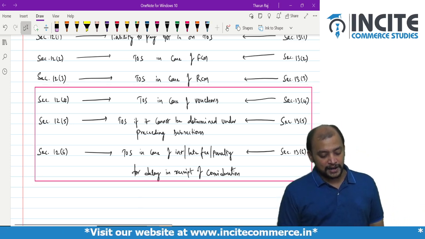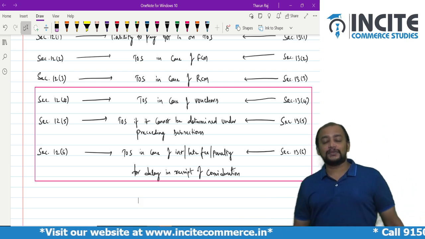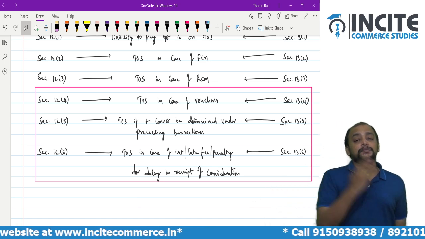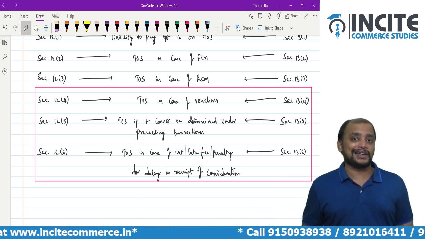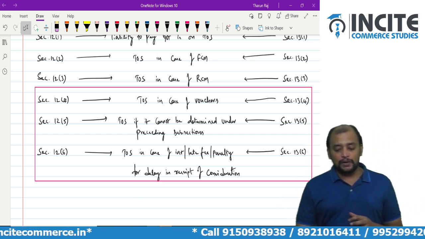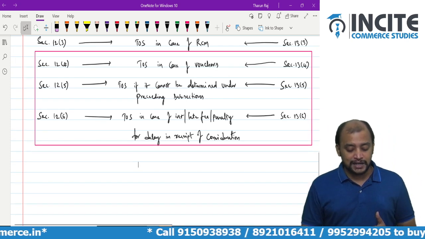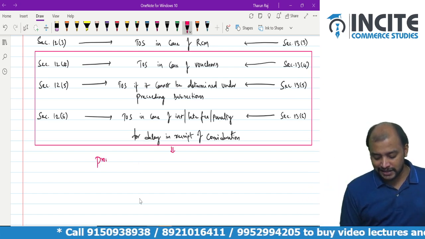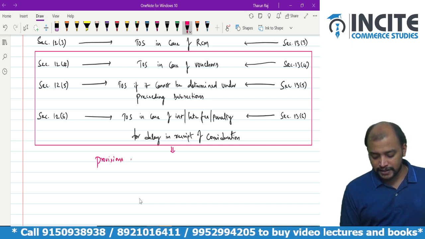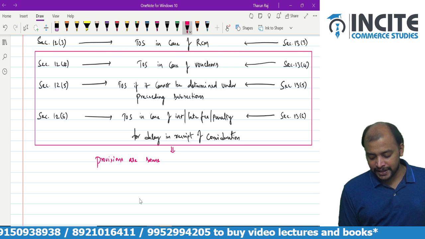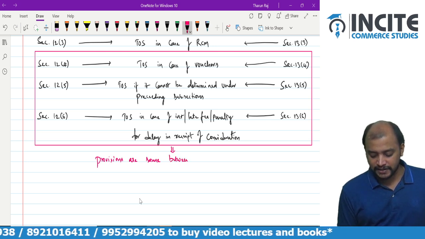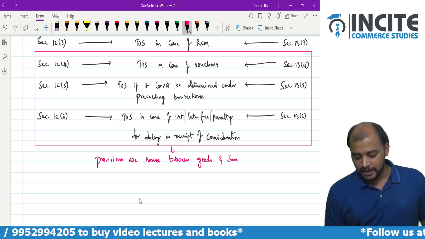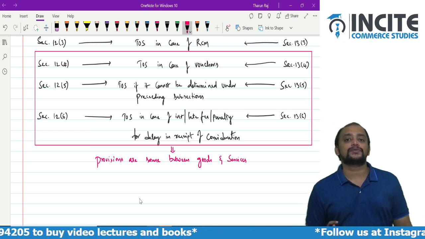It will be the same, let it be goods or services. In the sense that subsection 4, whatever is there for goods, the same provision is there for services. Subsection 5, whatever is there for goods, the same is there for services. Only in case of 12.2 and 12.3, that is FCM, RCM, the provisions differ between goods and services. Otherwise, provisions are the same between goods and services.